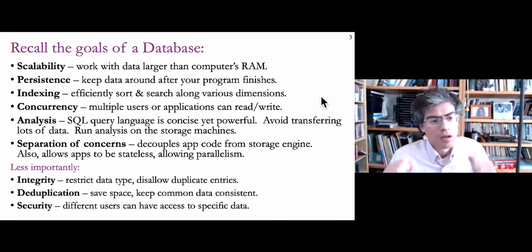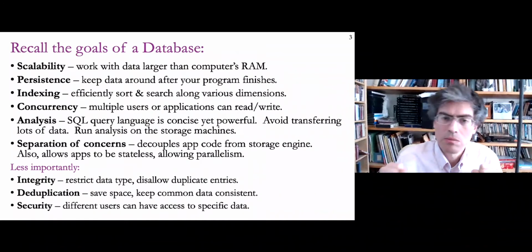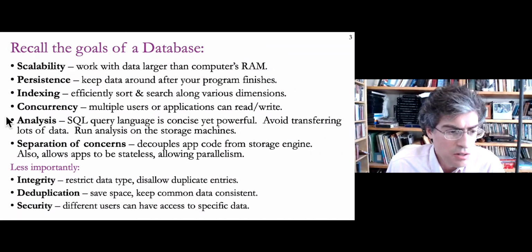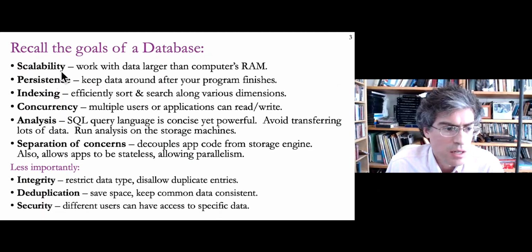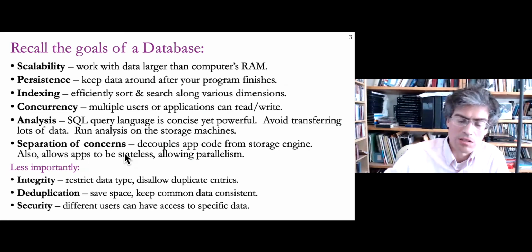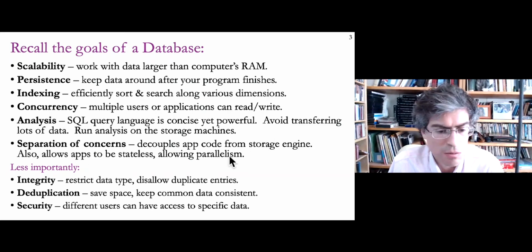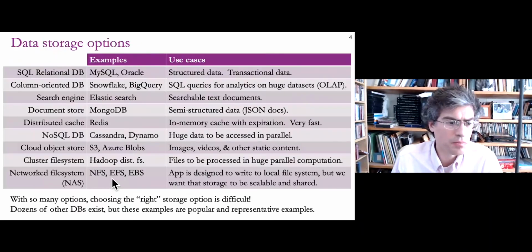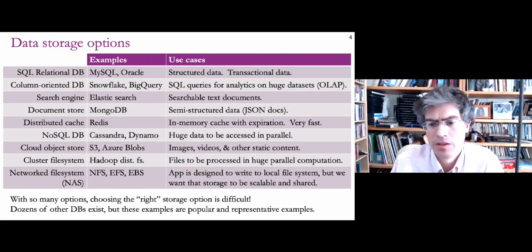Okay. Now, again, we're going to talk about some real-world databases today and how to choose between them. Remember, these are the goals of a database: scalability, persistence, indexing, concurrency, the ability to do analysis, and separation of concerns. That is, having some off-the-shelf software that does a lot of stuff for you. And also integrity, deduplication, and security are kind of second-level concerns. We'll be talking about some of those things today as we talk about these different kinds of databases.